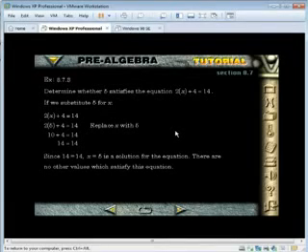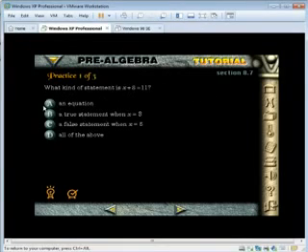Example 8.7.3. Determine whether 5 satisfies the equation 2 times x plus 4 equals 14. If we substitute 5 for x, 2 times 5 plus 4 equals 14. Replace x with 5. 10 plus 4 equals 14. 14 equals 14. Since 14 equals 14, x equals 5 is a solution for the equation. There are no other values which satisfy this equation. Now try some practices.